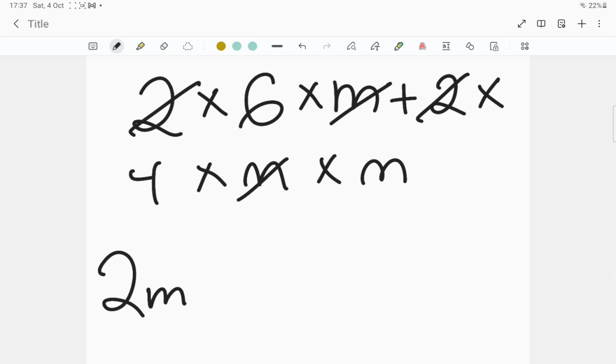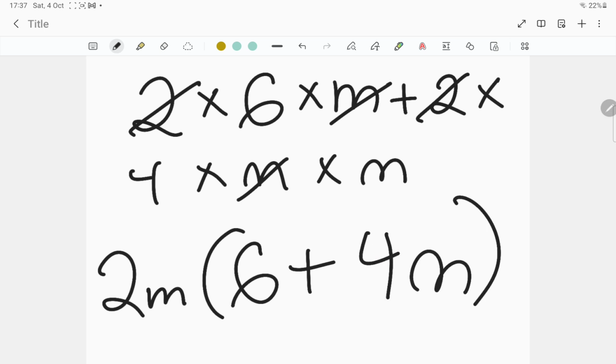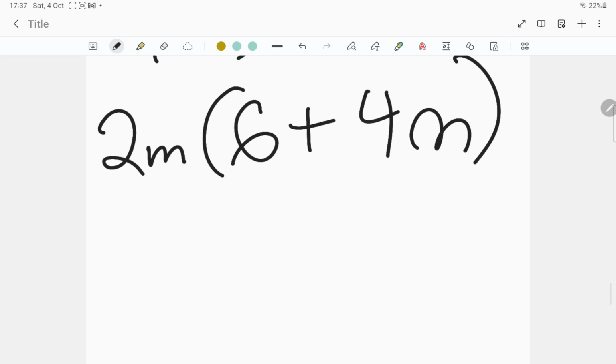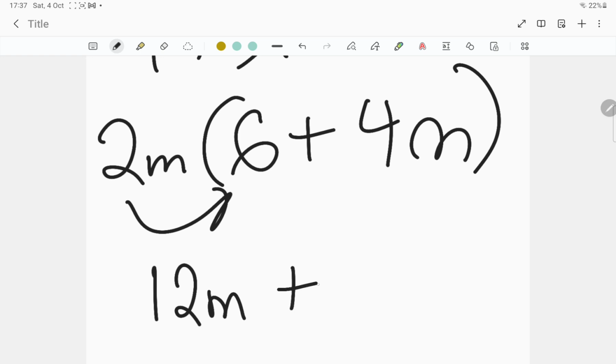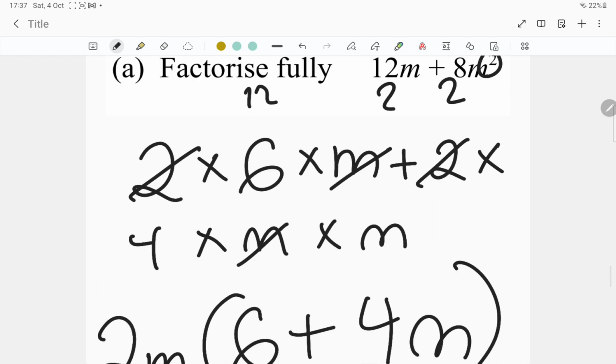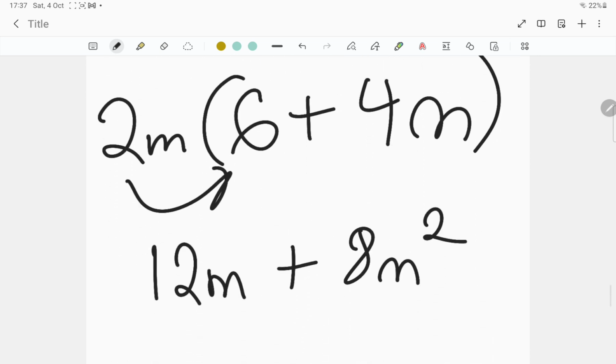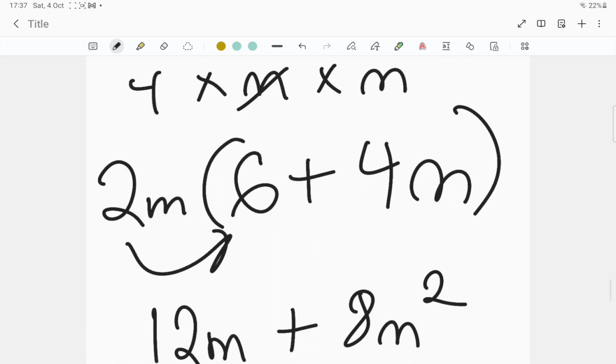Now we're going to be doing 2m brackets. I've got 6 over here, so I'm going to put 6 and I'm going to put an add 4m. Okay, now I can check my answer by expanding it. So I've got 12m add 8m squared. Yep, it's correct. So let's move on.